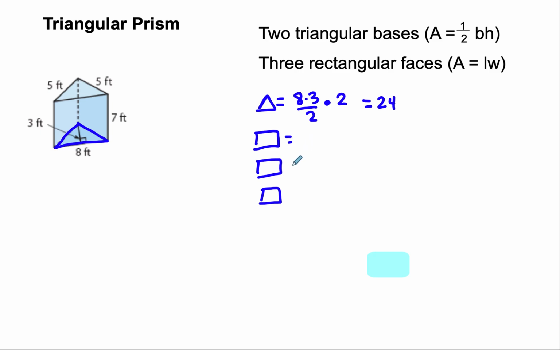So for the rectangles, you have to start by finding the height of the prism. The height of the prism is the distance between the 2 triangles. So on this one, this 7 feet is the height. It's the distance between the 2 triangles. That's going to be part of all 3 rectangles. 7 times something, 7 times something, 7 times something.